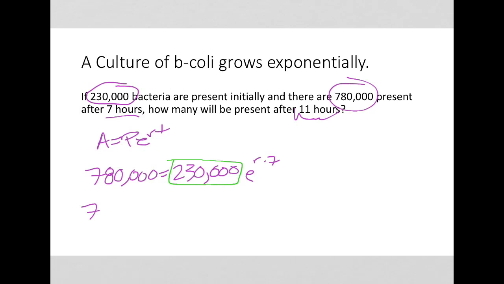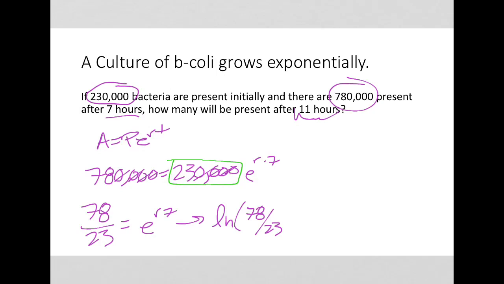So I'm going to get 78 divided by 23. Notice 1, 2, 3, 4, 1, 2, 3, 4. All those zeros are going to cross off. So 78 over 23 equals e to the power of r times 7. And so I'm going to take the natural log of both sides.